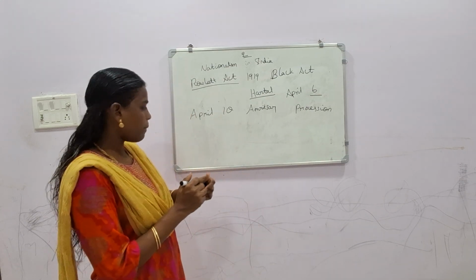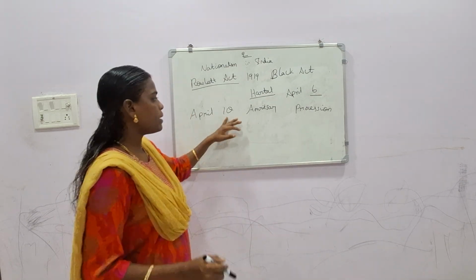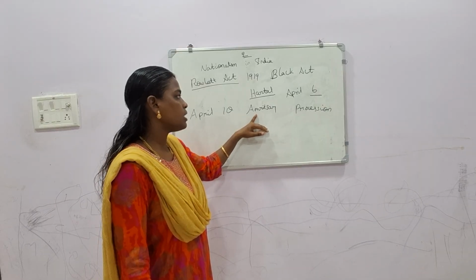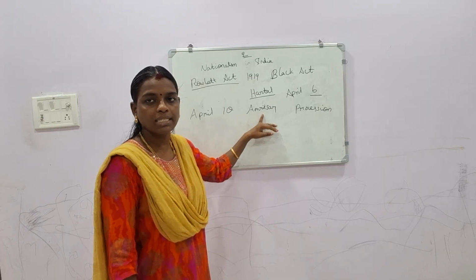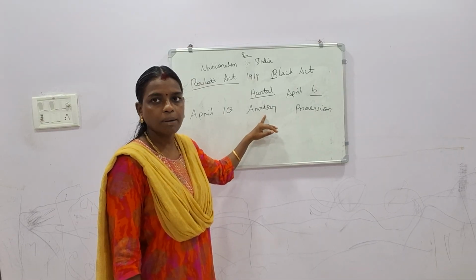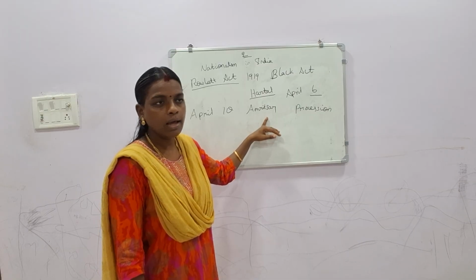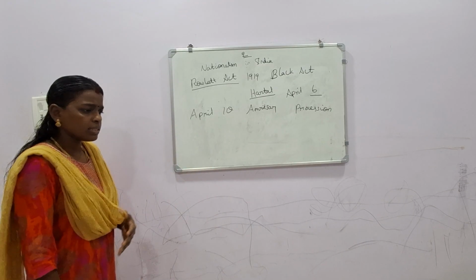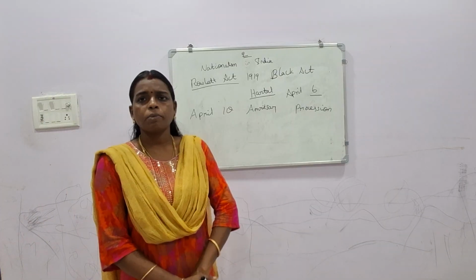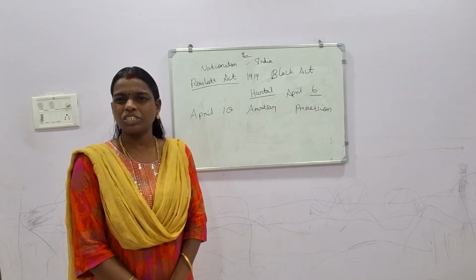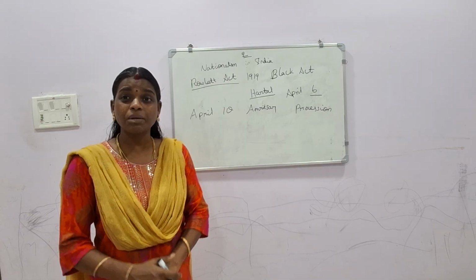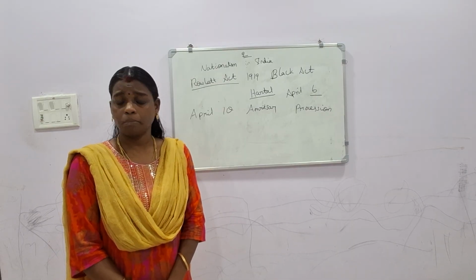So on April 10, people joined together and led a march in Amritsar. Amritsar is a place in Punjab where people joined together and led a march against the government. When this procession was there, the procession was stopped by the Britishers, and it was attacked by the Britishers.